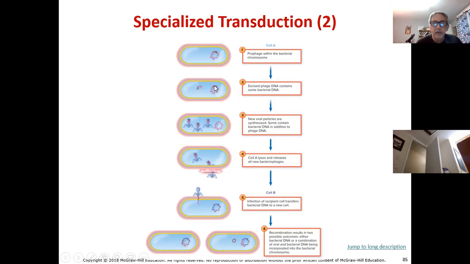So in specialized transduction, when this DNA comes back out, it'll contain on either side some bacterial DNA. New viruses get made. They eventually leave the cell and infect other cells, and they can now carry some bacterial DNA from this original cell into a new bacterial cell.